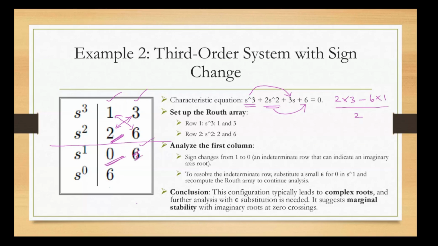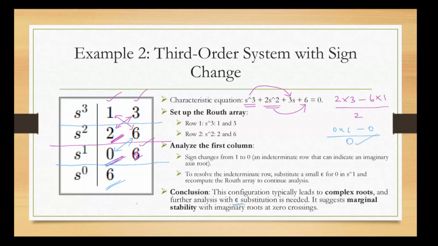And we fill up the next element. This is calculated from the previous 2 rows: 0 into 6 minus 0, divided by 0. So that doesn't make any sense. We cannot divide a term with 0. So what we do is we replace this 0 with a small value called epsilon.